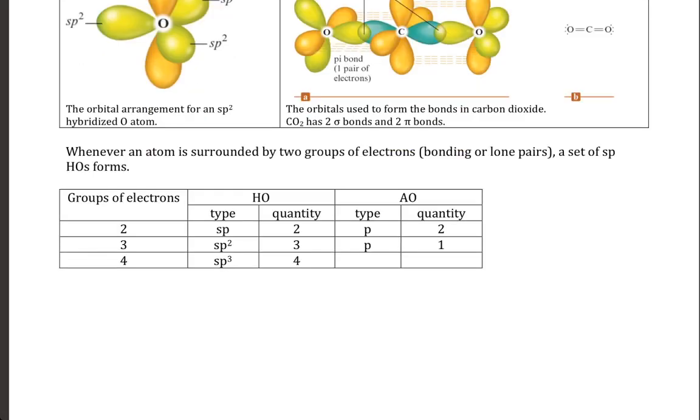The summary of this is whenever an atom is surrounded by 2 groups of electrons, bonding or lone pairs, a set of sp hybrid orbitals forms, a set of 2 sp hybrid orbitals. So now we've completed our table: 2 groups of electrons on the atom, we have sp type hybrid orbitals, we have 2 of them. And for atomic orbitals, we have p atomic orbitals, and we have 2 of those.